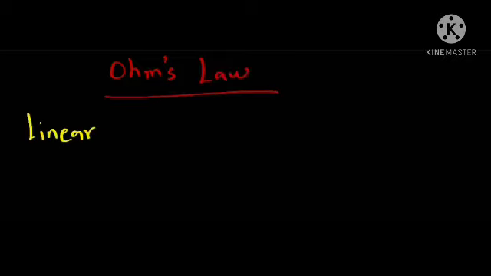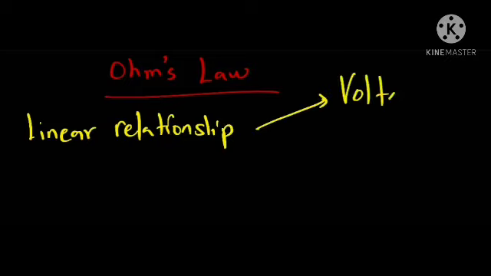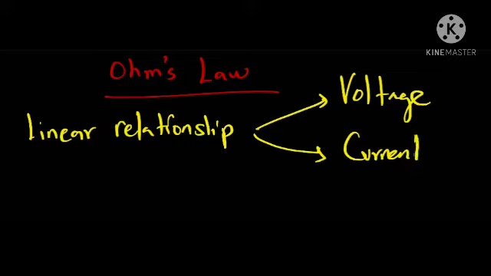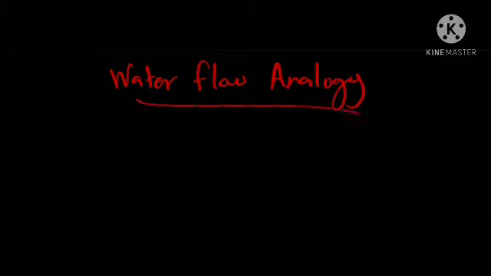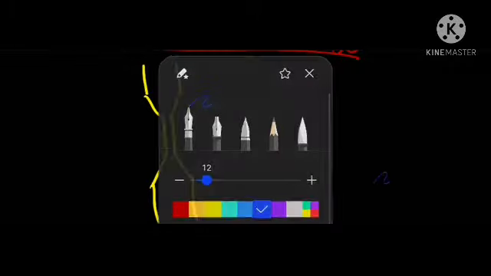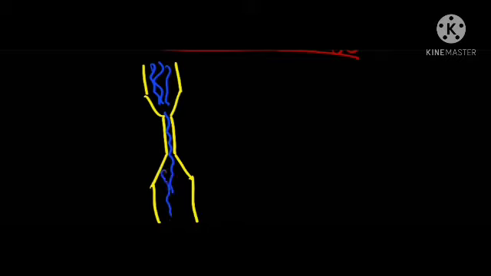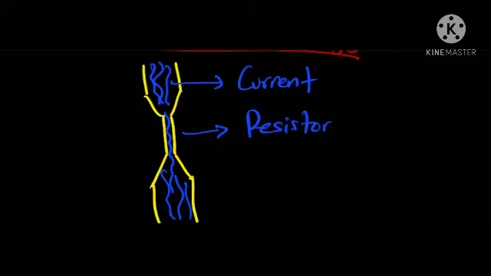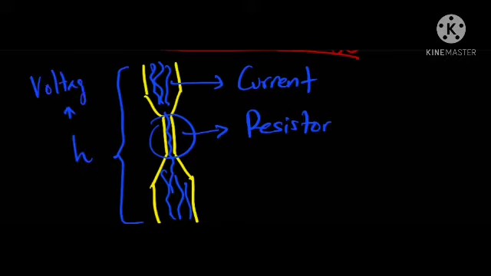Ohm's law shows a linear relationship between the voltage and the current in an electrical circuit. With the water flow analogy, we can imagine the electrical current as the water current through a pipe. The resistor is the thin pipe that limits the water flow. The voltage is the height difference of the water that enables the water flow.